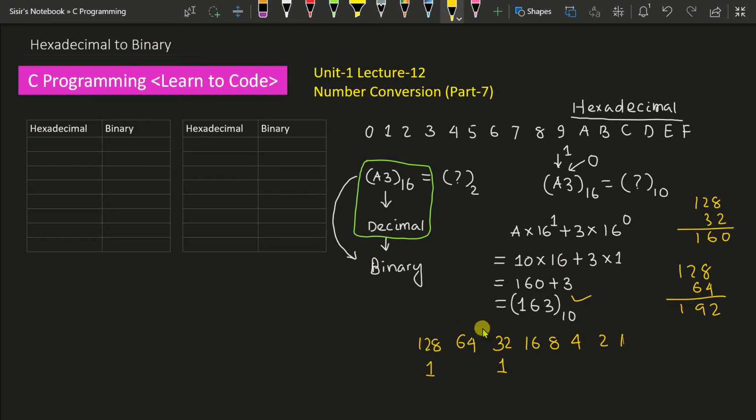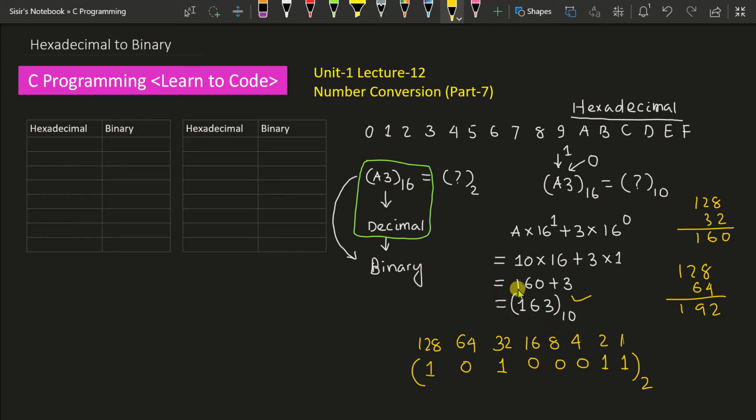So when we add 128 plus 32, it becomes 160. Now I need 3 to make 163. So I'll put 1 here, that is 162. Now I put 1 here, that is now 163. I'll put 0 in the remaining places of this formula. So this will be the binary equivalent of 163. I hope you understand this one.